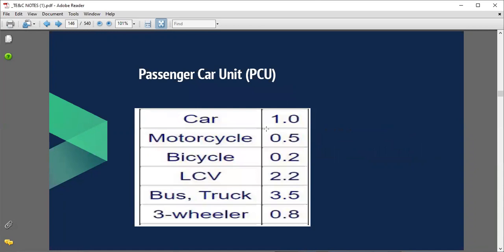So the passenger car unit numbers are here. For a car, the unit is 1. For a motorcycle, it is 0.5. For a bicycle, 0.2. LCV, 2.2. For buses and trucks, 3.5. And for three-wheelers, such as a rickshaw, it is 0.8. Depending on these numbers, we can convert mixed vehicles into one unit, and that is why the passenger car unit is very important here.